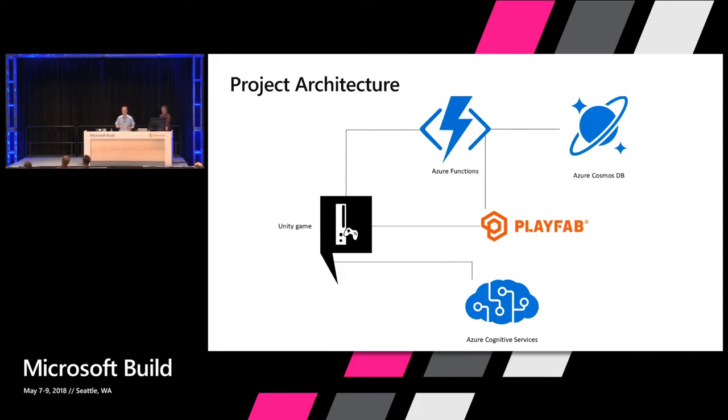So there's a Unity game, which you just saw. The Unity game talks to 3 things. It talks to an Azure Functions backend, which is also connected to Cosmos DB for data storage. It talks to PlayFab, which is a series of gaming services that do things like leaderboards and whatnot. And it talks to cognitive services, specifically the Vision API. And that's what's actually doing the image recognition from the photos we're taking.